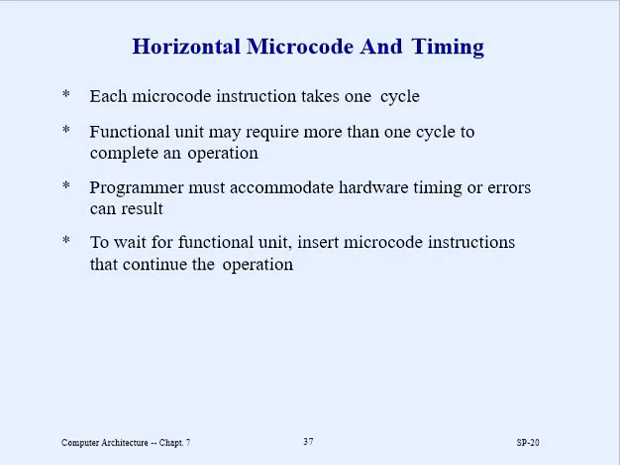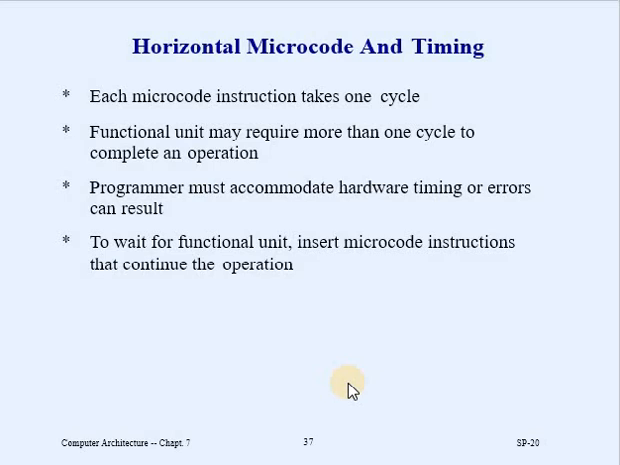They can take more time, and stalls can occur due to this, and programming errors can also occur. So the programmer must accommodate the hardware time. He must know the capabilities of his hardware, what the clock rate is and which processor it has, and what its limits are, to program realistic and smoother code. And to wait for a functional unit, insert a microcode instruction that continues the operation.